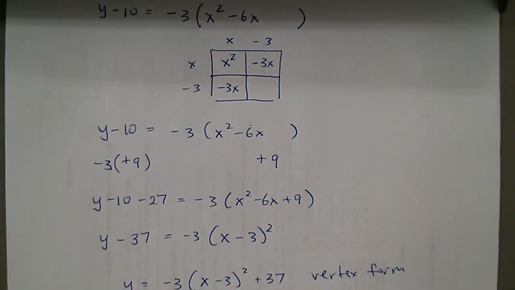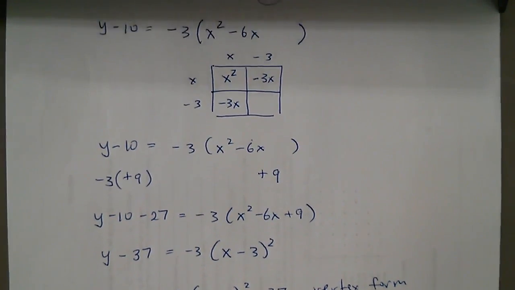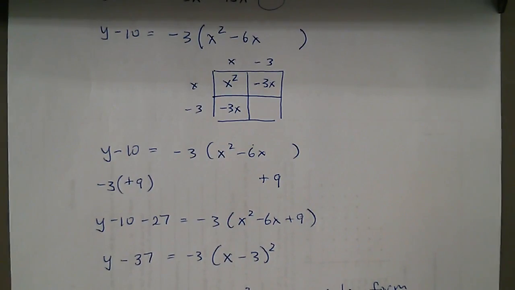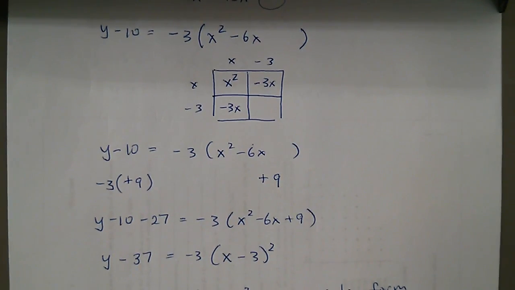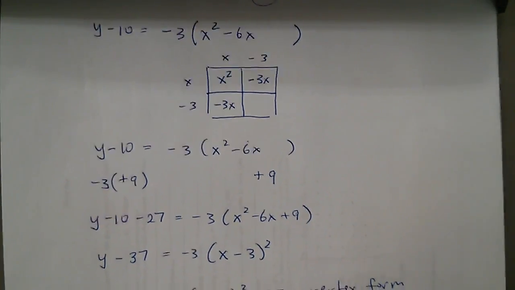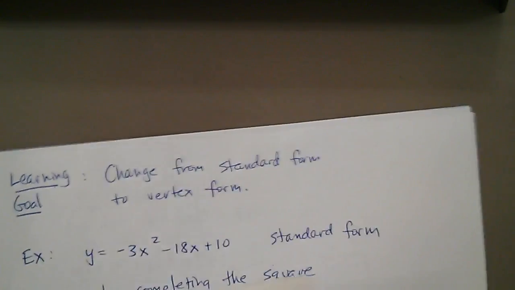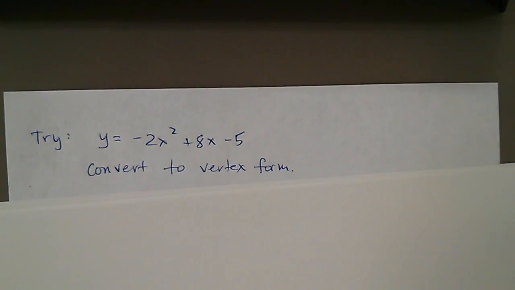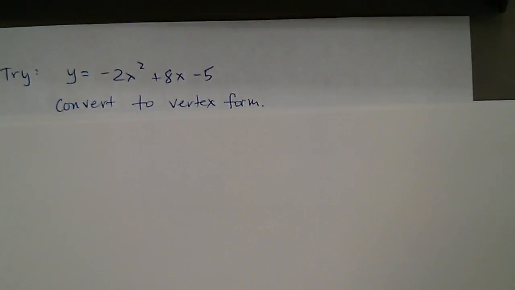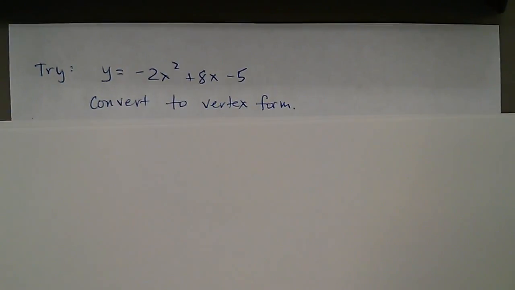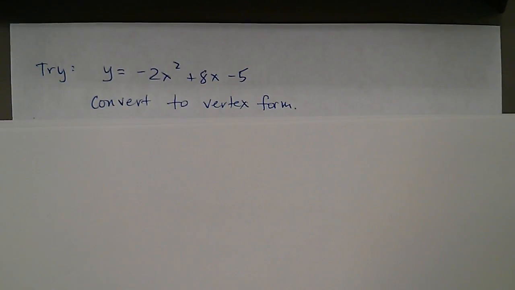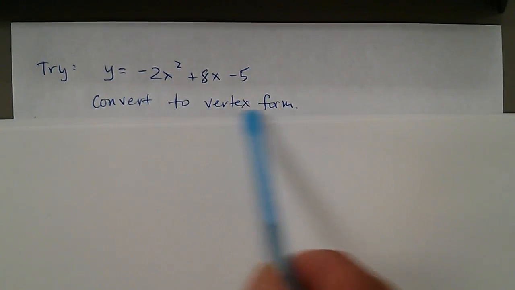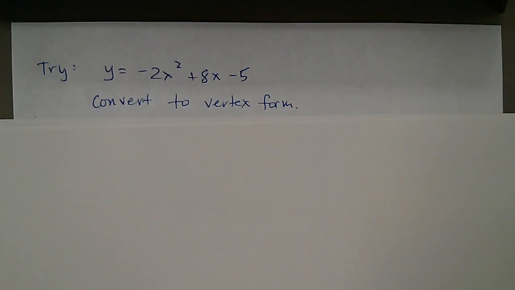So go ahead and discuss with your neighbor what we did in this example. Now here's one for you to try. y equals negative 2x squared plus 8x minus 5, converted to vertex form. Go ahead and try this with your neighbor.